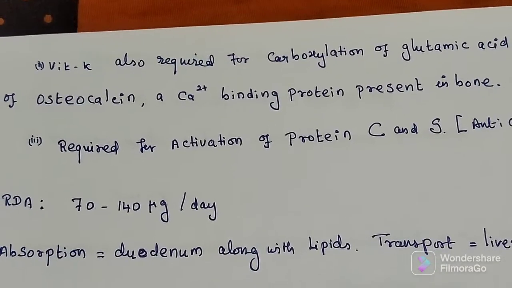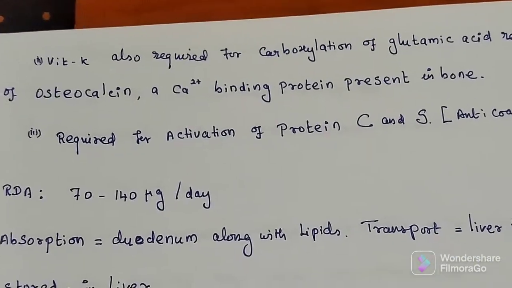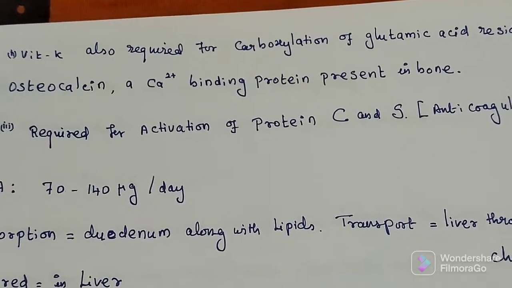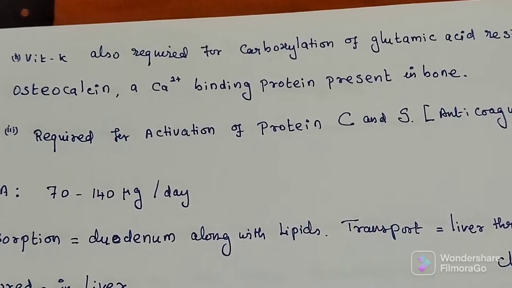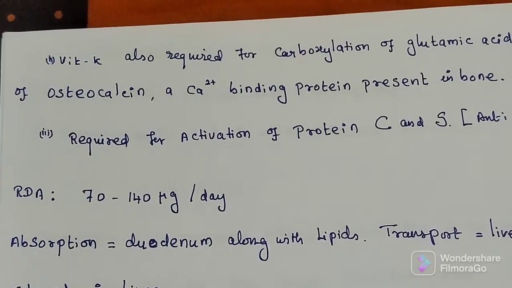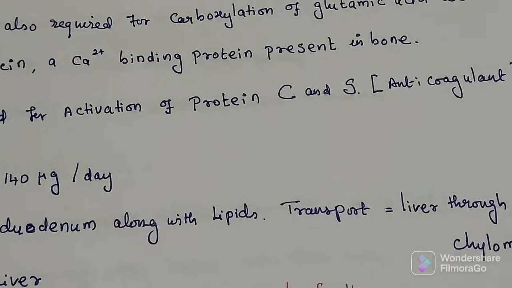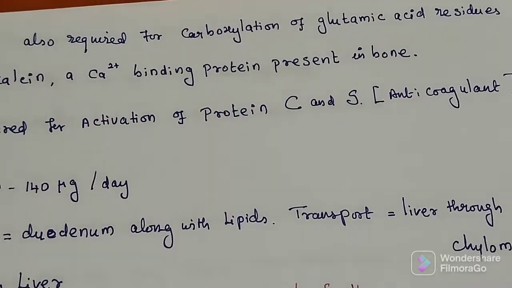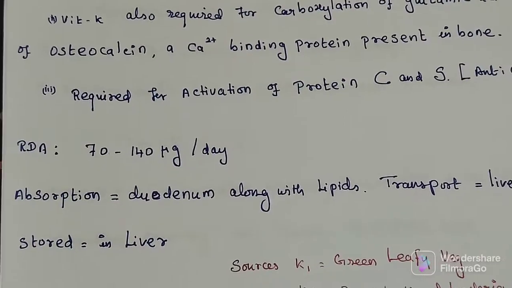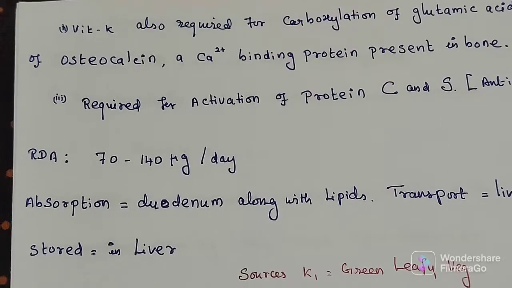The second function is that vitamin K is required for carboxylation of glutamic acid of osteocalcin. It is a calcium binding protein present in bone. So it is required for proper bone health. Then vitamin K is required for activation of protein C and S, which act as anticoagulants. So these are the important functions of vitamin K. The primary function is clotting factors.